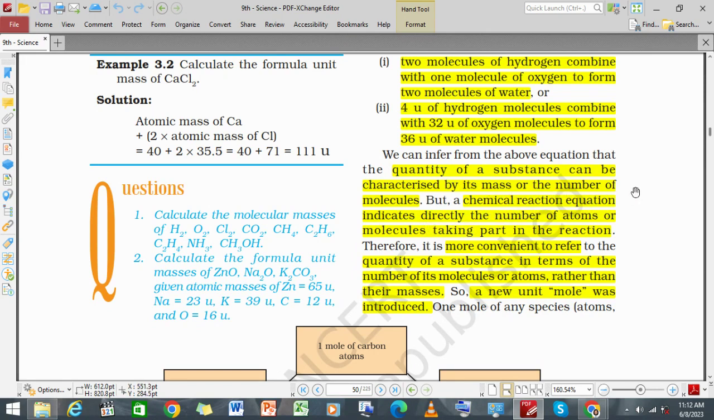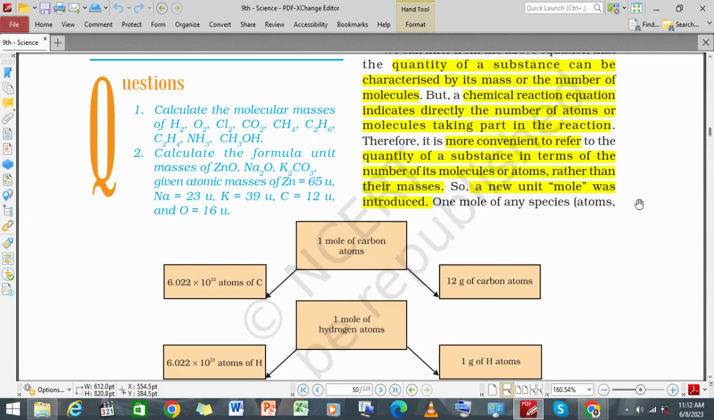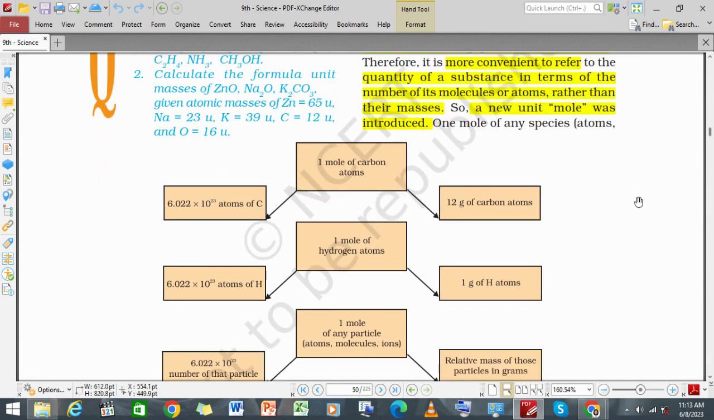The chemical reaction equation indicates directly the number of atoms or molecules taking part in a reaction. It is more convenient to refer to the quantity of a substance in terms of the number of its molecules or atoms rather than their masses. So a new unit, the mole, was introduced.